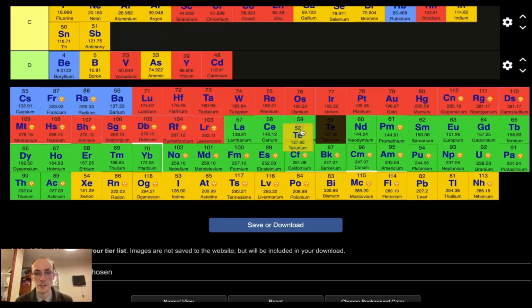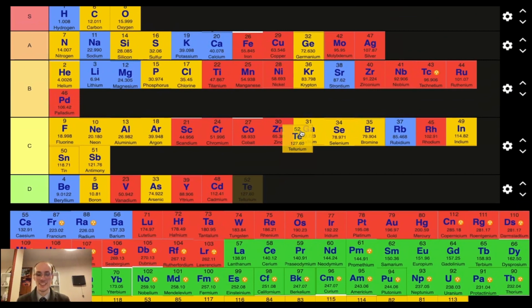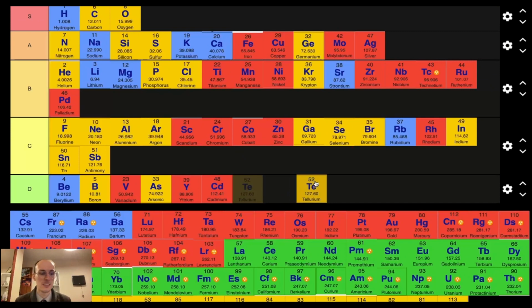It's here, element number 52. It's a technology critical element for use in solar panels and in thermoelectric devices. As someone that likes planet Earth quite a lot, climate change is something that we need to solve.